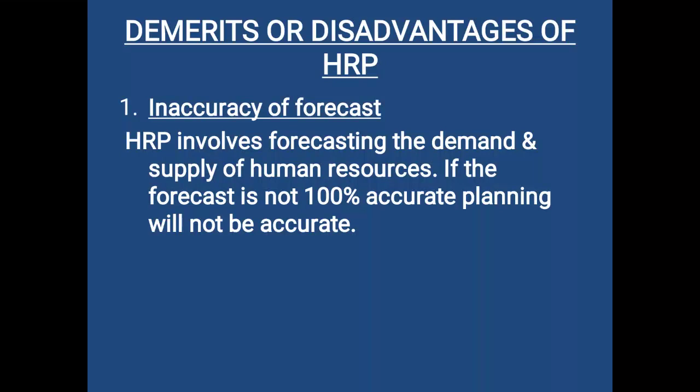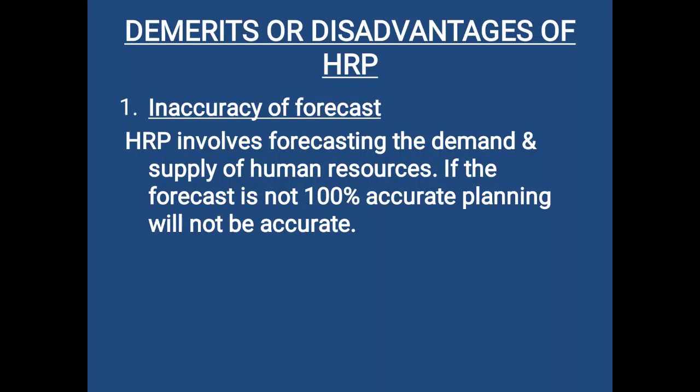So what are the disadvantages? What are the drawbacks of human resource planning? So first one is inaccuracy of forecast. HRP involves forecasting the demand and supply of human resources. In human resource planning you are going to forecast how many people are required, where we are going to hire from, and what kind of qualification is required from the candidates we are expecting to hire in the future. So we are forecasting for the future.